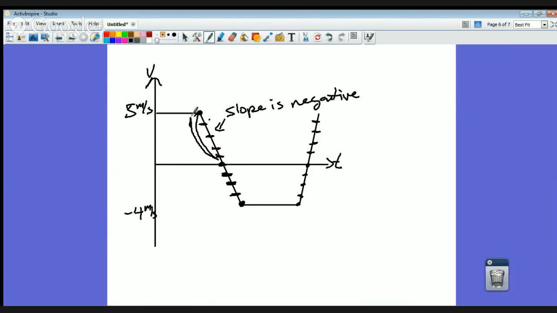Okay, so here, positive velocity, right? Negative acceleration, that means I'm slowing down. Over here, negative velocity, negative acceleration, I'm speeding up. Negative velocity and positive acceleration, I'm slowing down. And then over here, it's positive and positive, so I'm speeding up. So if the signs match, you're going faster. If they don't, you're going slower.